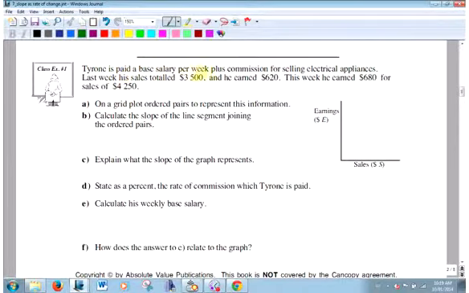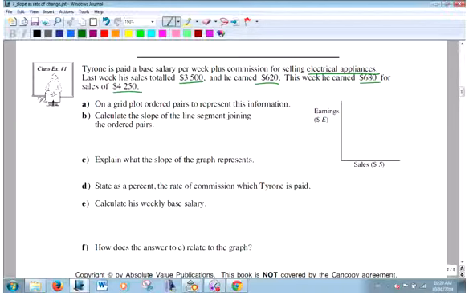Tyrone is paid a base salary per week plus commission for selling toasters. Okay? Last week his sales totaled $3,500 and he earned $620. Okay? This week he earned $680 for selling $4,250 worth of toasters. They're popular. They keep making them cheaper and cheaper, so people keep having to buy them more frequently. That's the story of appliances. Okay?